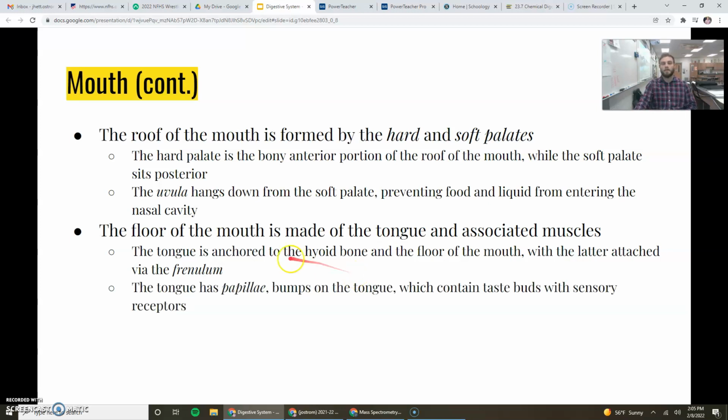On the tongue, you're going to have papillae, or the bumps on the tongue, and then on those papillae, you're going to find taste buds and the sensory receptors from our nervous system unit, you may remember, that are going to be responsible for sensing various things, sodium ions, hydrogen ions, whatever it might be for your sense of taste.